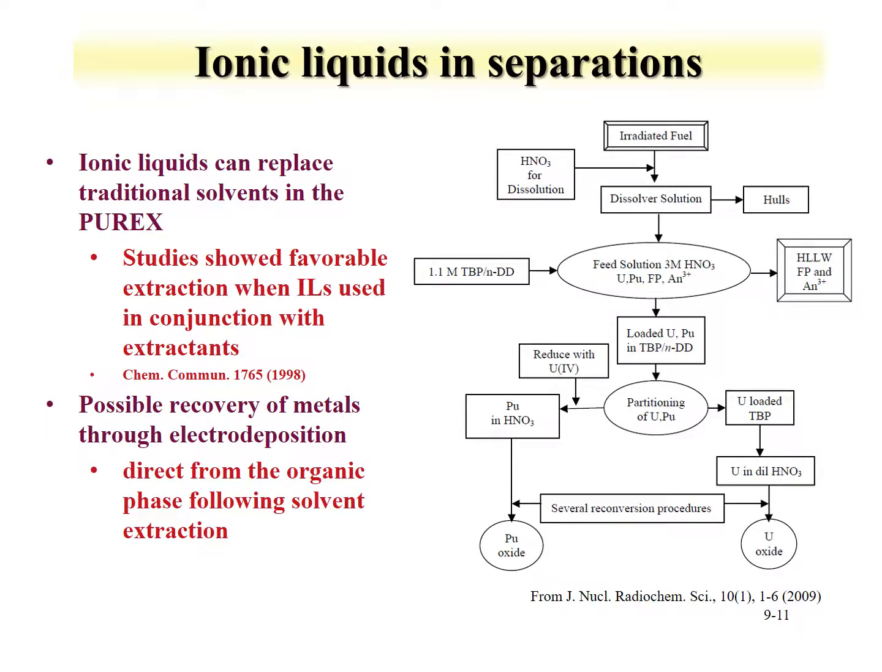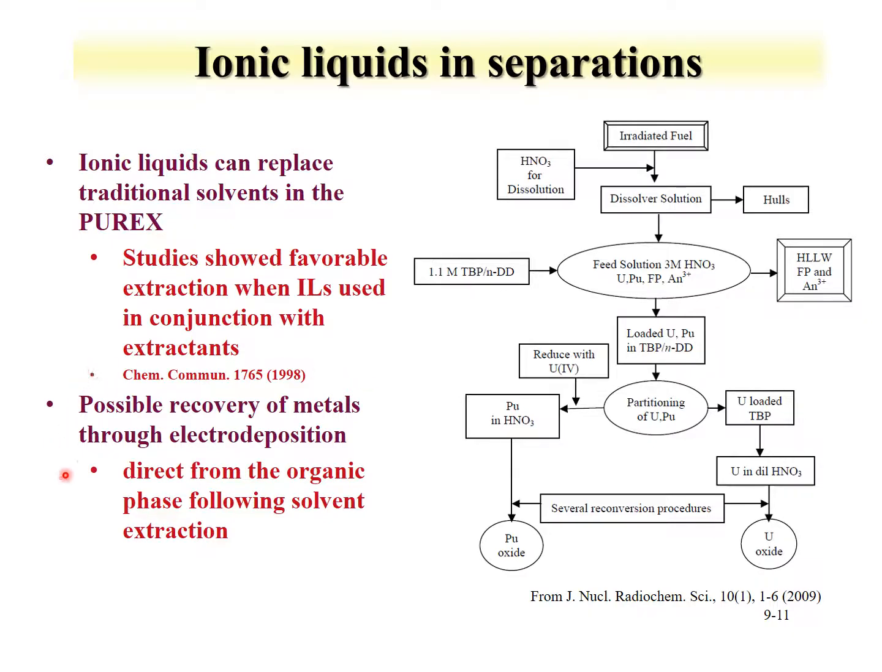Ionic liquids have been proposed as part of the nuclear fuel cycle. Shown here, ionic liquids can replace traditional solvents in the Purex process. As we mentioned earlier, ionic liquids have low vapor pressure. One can throw the ligands, such as tributyl phosphate, into the ionic liquid, then use this as a means of achieving a separation where the organic solvent phase is the ionic liquid.